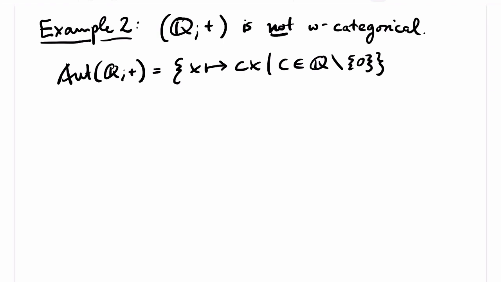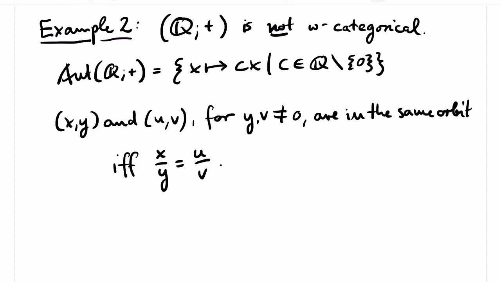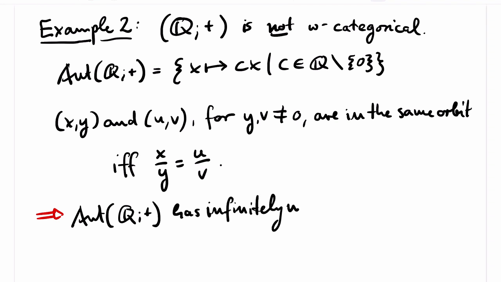In order to prove that the structure is not omega-categorical, we again have to look at orbits of pairs. A pair x, y can be mapped to a pair u, v of rational numbers if and only if x divided by y equals u divided by v. Therefore, there are infinitely many orbits of pairs of non-zero elements. The theorem of Ryll-Nardzewski, item 8, implies that Q plus is not omega-categorical.